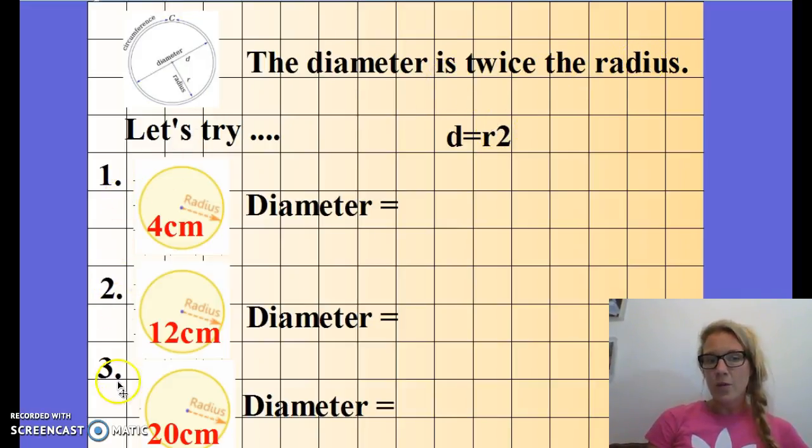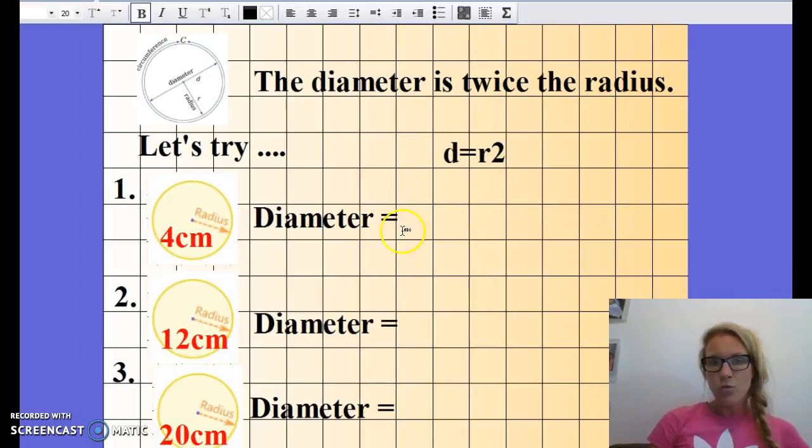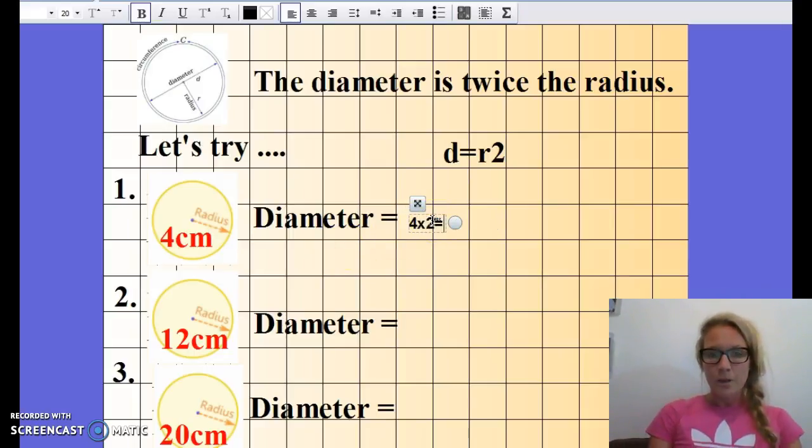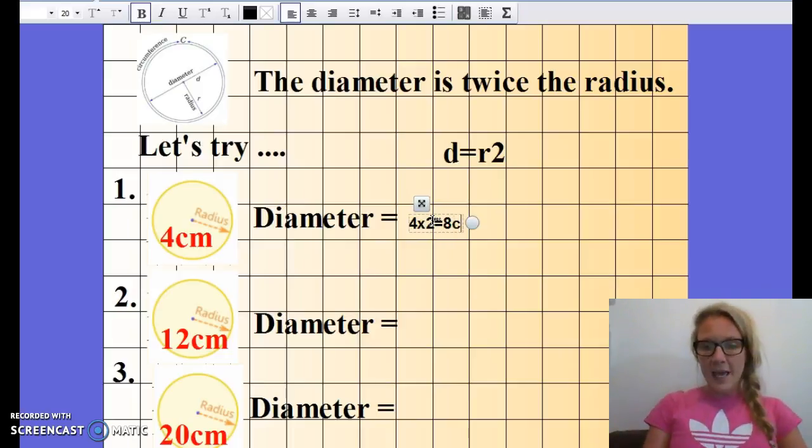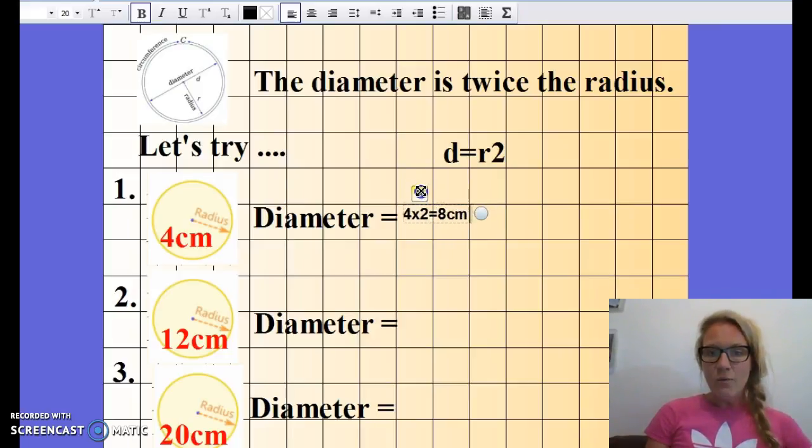So if we have a look, we've got 3 examples here, and I'm going to go through with you to remind you again how we can find the diameter. In circle number 1, the radius is 4 centimeters. The diameter is twice the radius. So we would do 4 times 2, so we're doubling 4, which equals 8 centimeters. And that would be the diameter of circle number 1.